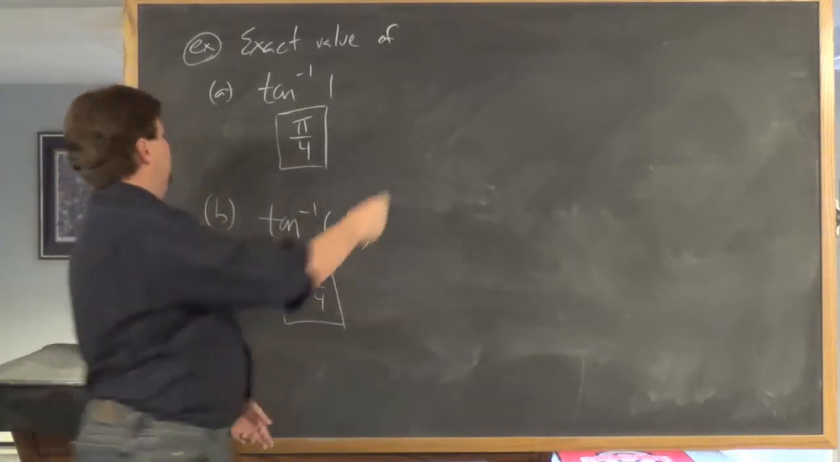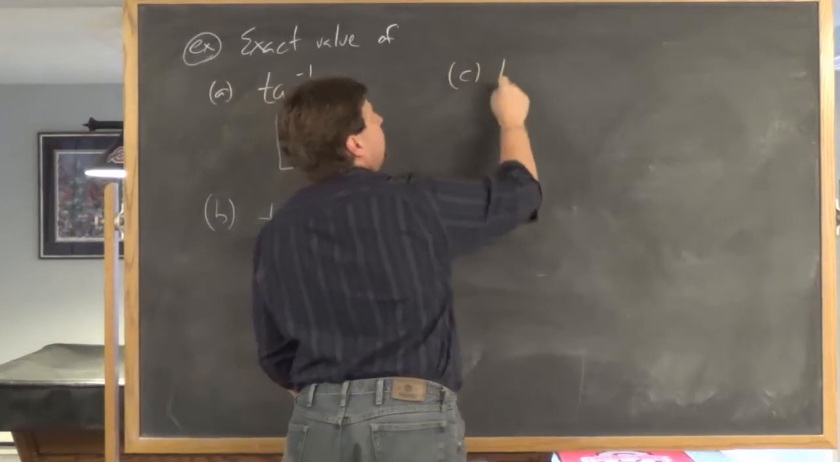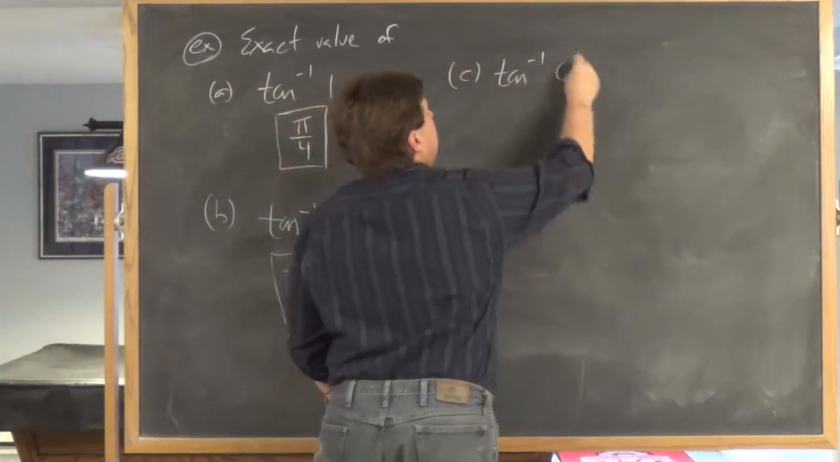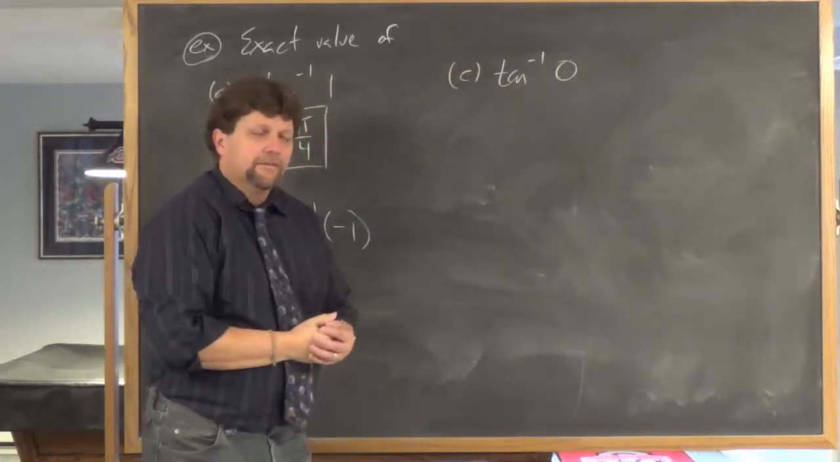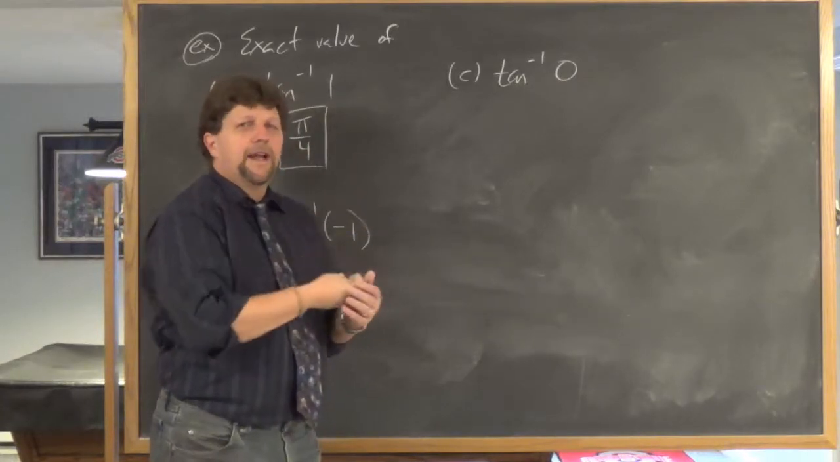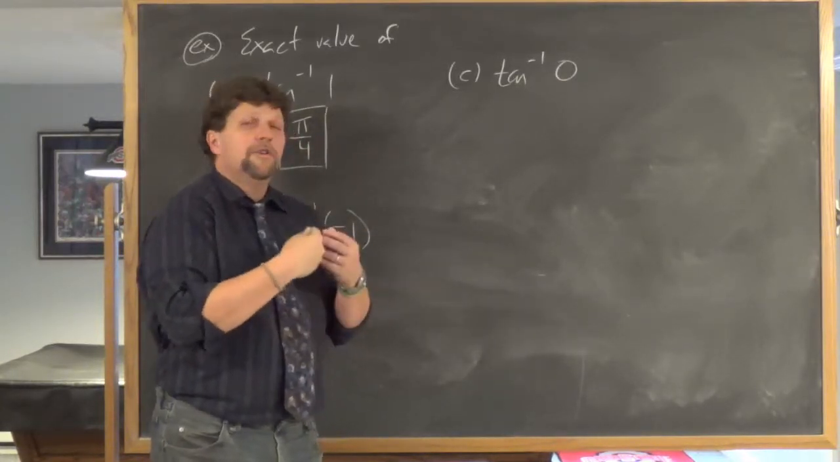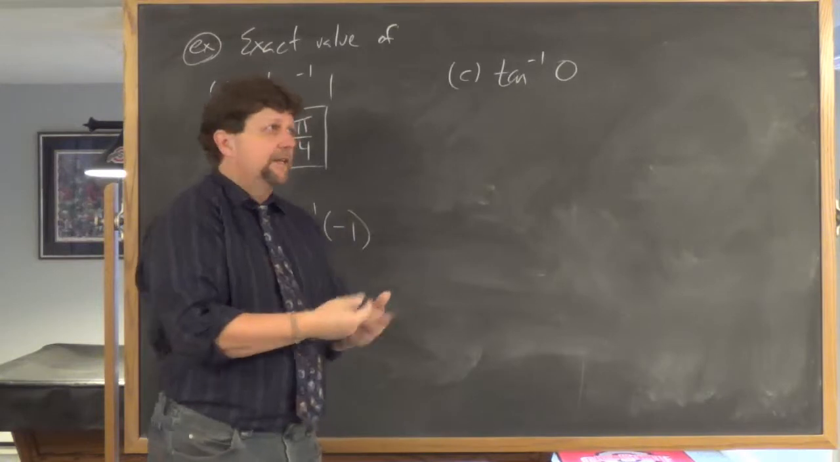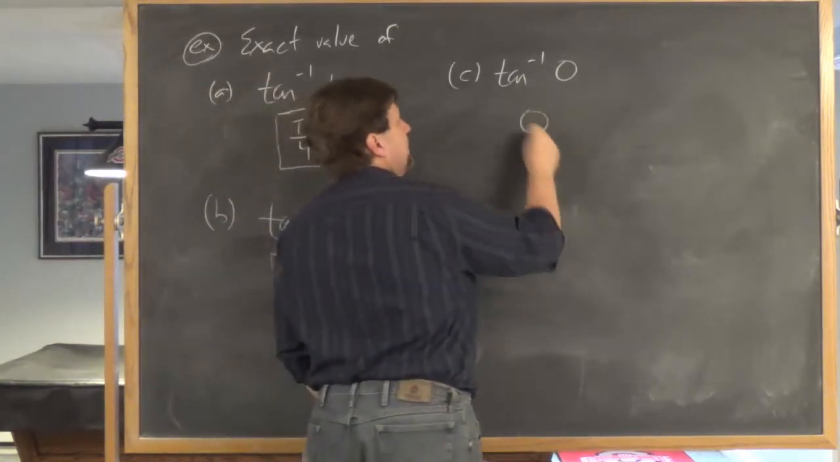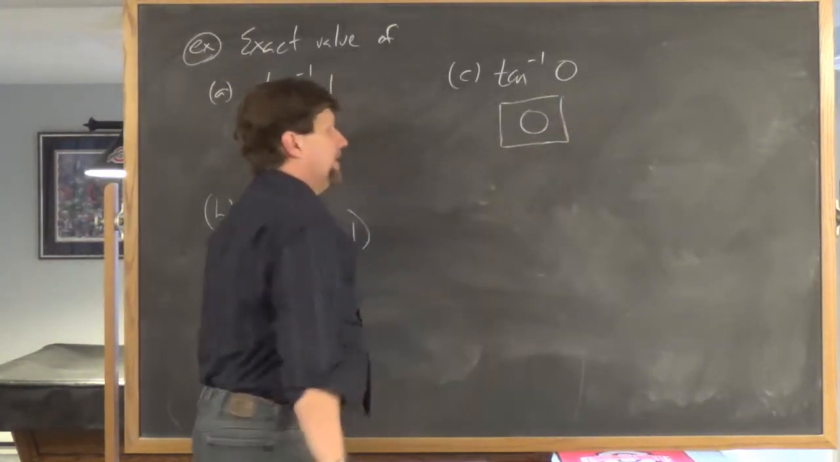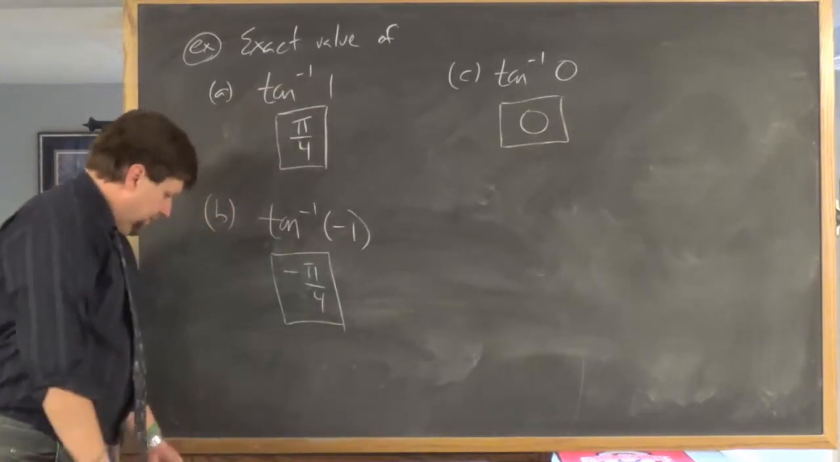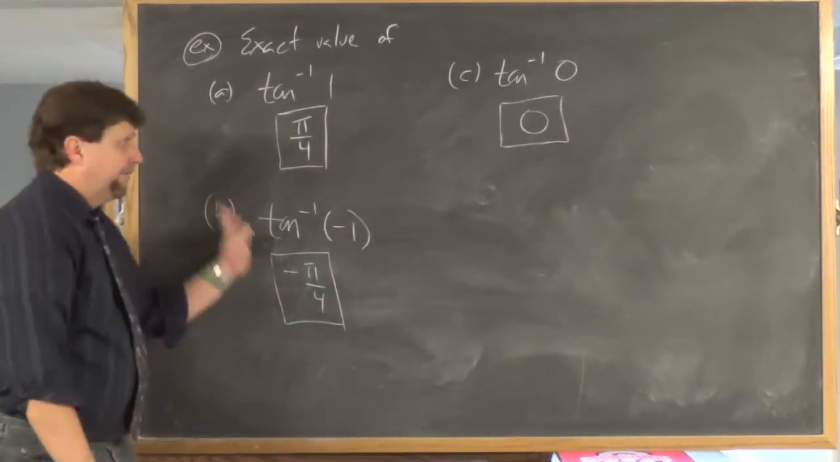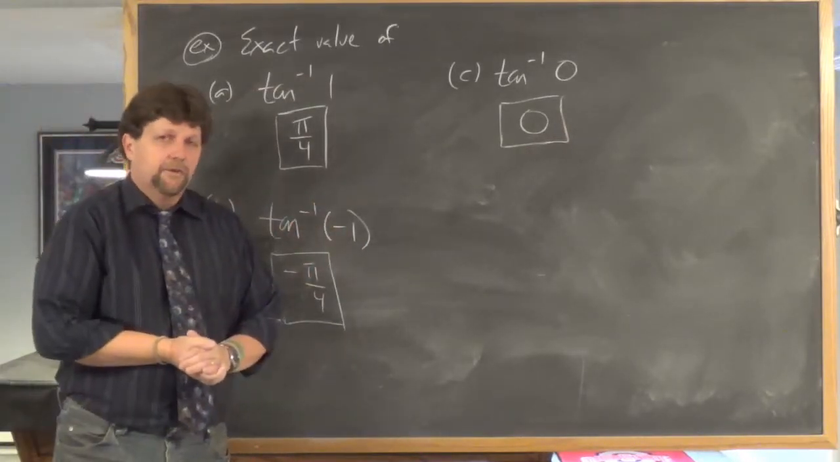Just know them. And finally, how about inverse tangent of 0? Well, it's looking for an angle on the right half of the unit circle that when you do the tangent of that angle, you get 0. And inverse tangent of 0 is 0. So those are the three that I'll kind of focus on in the inverse tangent world.